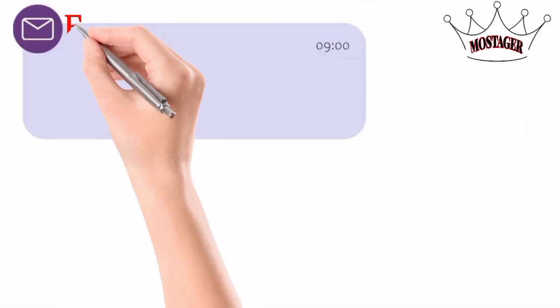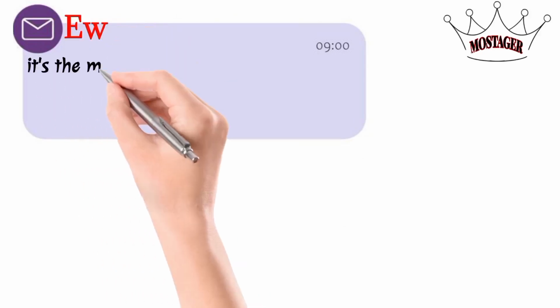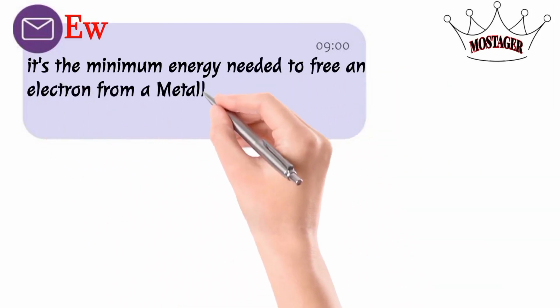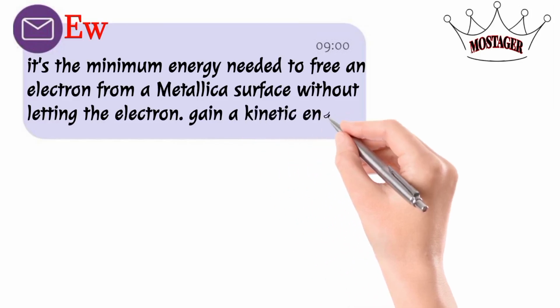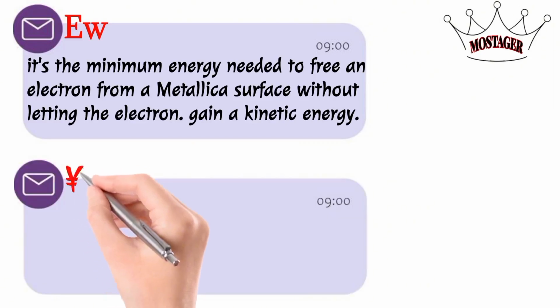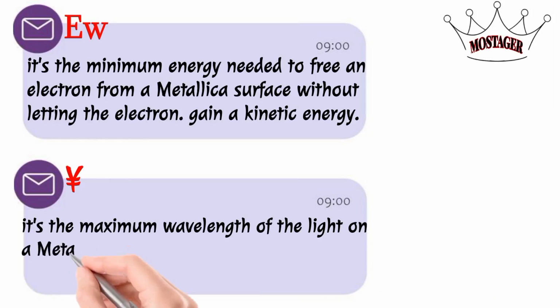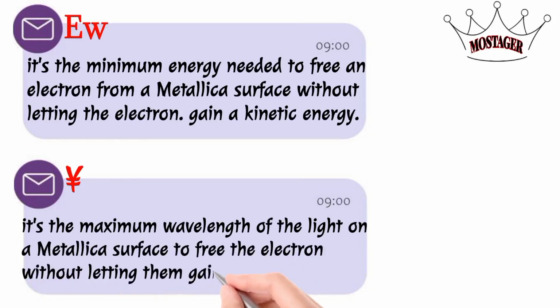Then the definition of the work function of a metal: it's the minimum energy needed to free an electron from a metallic surface without letting the electron gain kinetic energy. Then the definition of the critical wavelength: it's the maximum wavelength of the light falling on a metallic surface that frees the electrons without letting them gain kinetic energy.